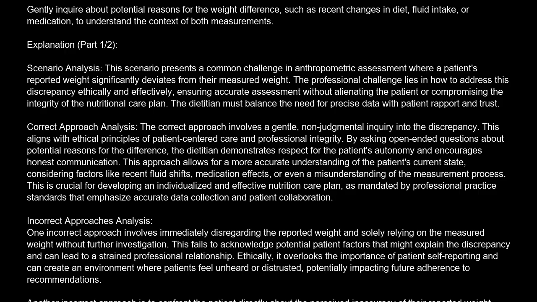This is crucial for developing an individualized and effective nutrition care plan, as mandated by professional practice standards that emphasize accurate data collection and patient collaboration. Incorrect approaches analysis. One incorrect approach involves immediately disregarding the reported weight and solely relying on the measured weight without further investigation. This fails to acknowledge potential patient factors that might explain the discrepancy and can lead to a strained professional relationship. Ethically, it overlooks the importance of patient self-reporting and can create an environment where patients feel unheard or distrusted, potentially impacting future adherence to recommendations.